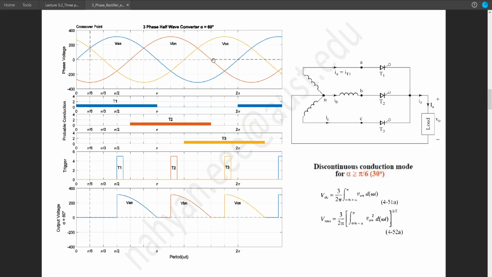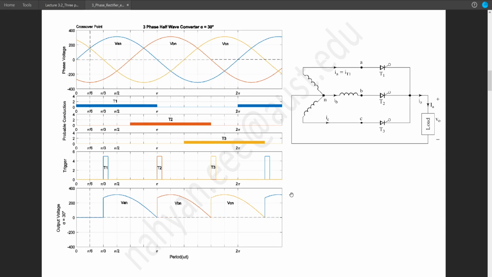So in this case, if T2 is triggered at this point, we will get VBN again, which will go to 0 at this point since VBN becomes 0 here, and in this portion we will not get any output. So again there will be a discontinuity due to the fact that the thyristor cannot be turned on during this reverse bias or the negative cycle of VBN. So after that, or after another discontinuity, the VAN will continue for the next cycle.